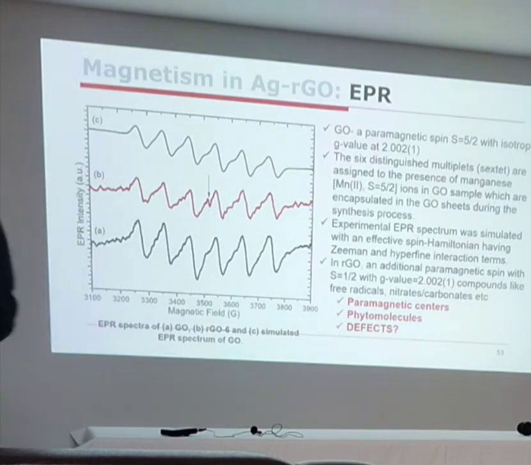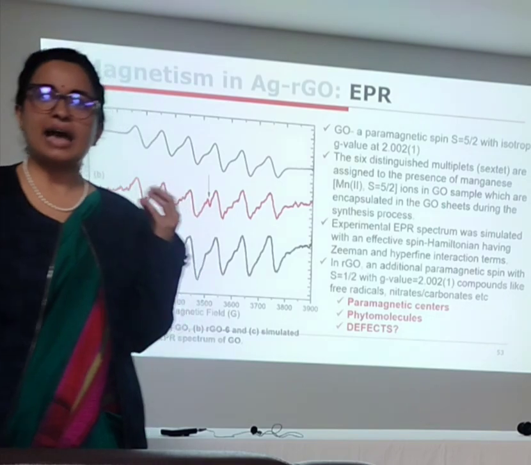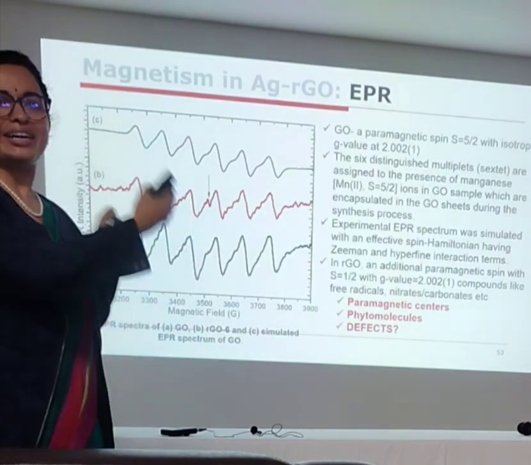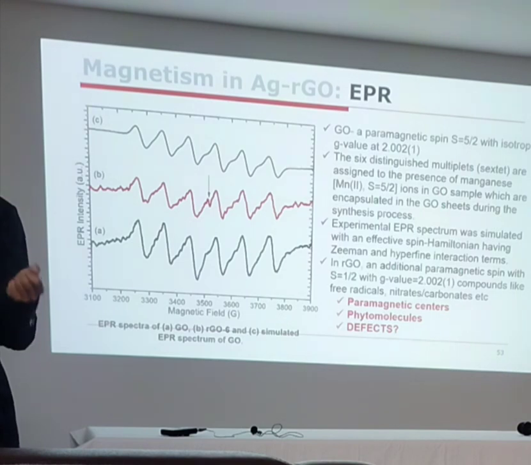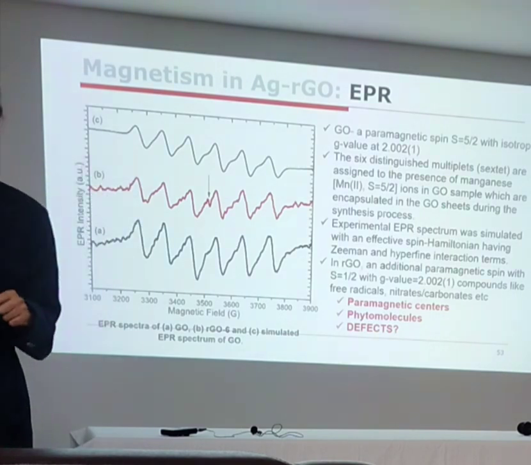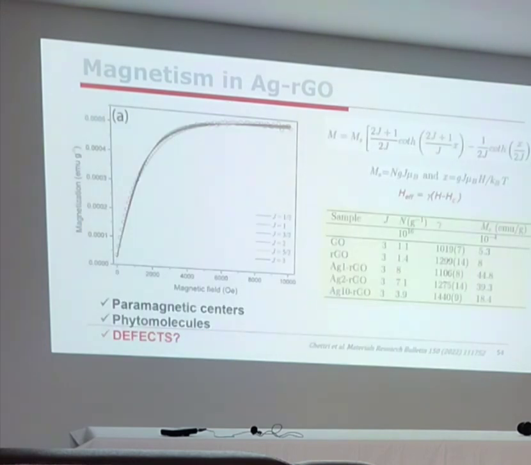A 5/2 spin-carrying species exists which is used in graphene synthesis, and that is manganese 2+. That means we were able to confirm that, unintentionally, in Hummers' method, where we use potassium permanganate for oxidizing graphene, these manganese ions are getting embedded inside the graphene surface unwantedly, but are participating in this activity. In a similar manner, when we checked the paramagnetic properties, we measured magnetization versus magnetic field, and again it behaves like a paramagnetic material, just as we expected from that species.